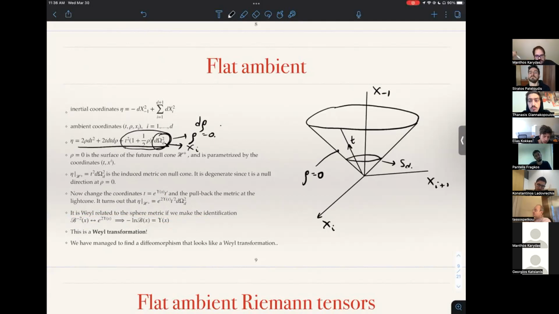What changed by Weyl transformation is the pullback metric. And it came from a diffeomorphism of the ambient metric. And that's what we were looking for. This is very useful, and we'll use this to find conformal tensors. That's the basic idea.